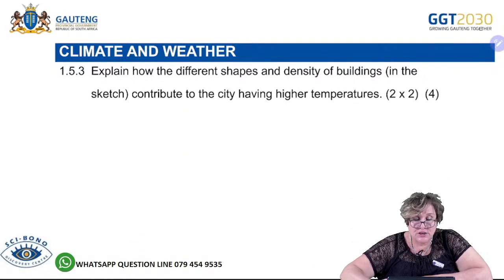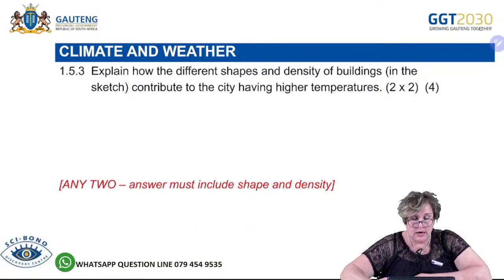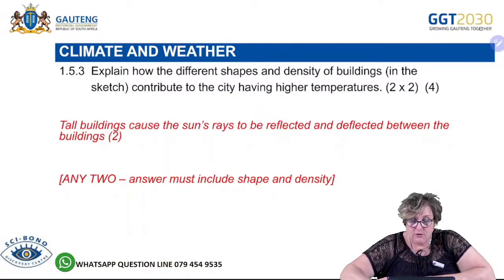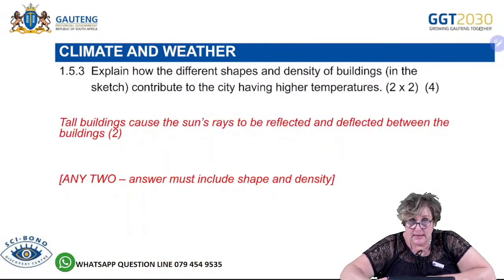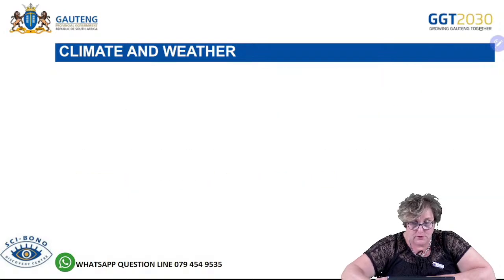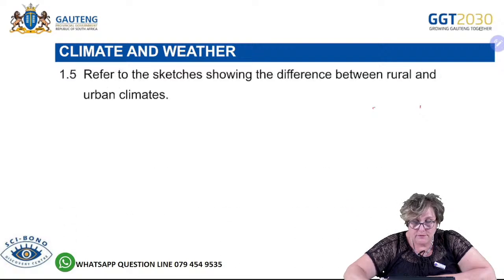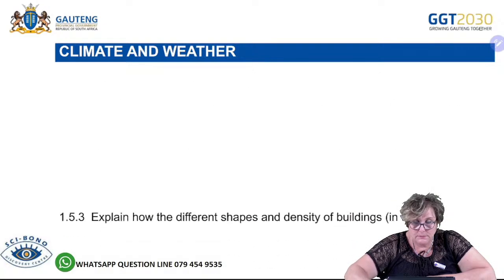Explain how the different shapes and density of buildings contribute to the city having a higher temperature. Remember, these buildings are very close to each other. Okay, the tall buildings cause the sun rays to be reflected and deflected between the buildings. If you look at the diagram, I'm quickly going back to the diagram. Look here, reflecting and deflecting. So there you have the answers in the diagram though.